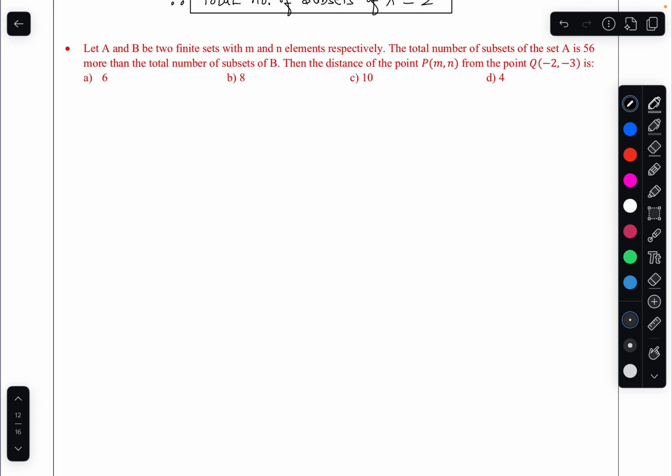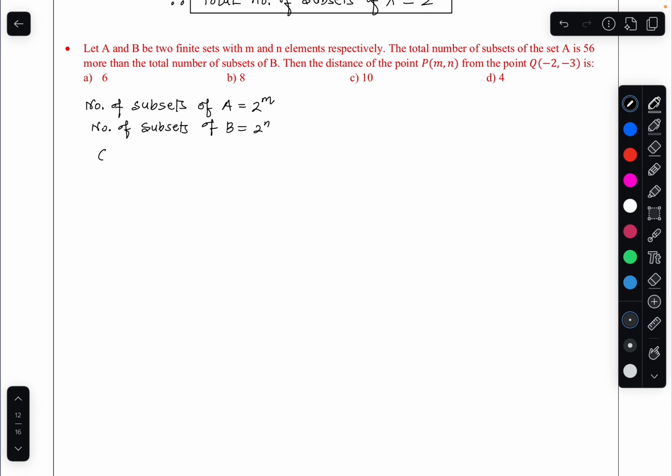So just a while back we saw this result. The number of subsets of a set which has a given number of elements is 2 to the power that number. So the number of subsets of A, if I talk about A, which has m elements in it, would be 2 to the power m. And then the other one has n elements in it. So the number of subsets of B would be 2 to the power n. So this is the result we saw just a while back.